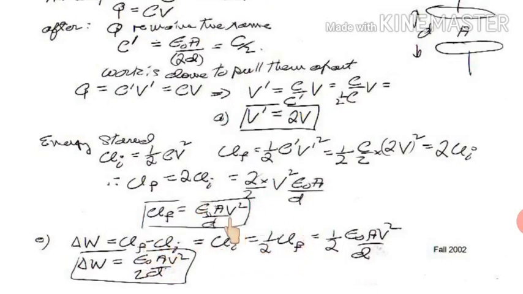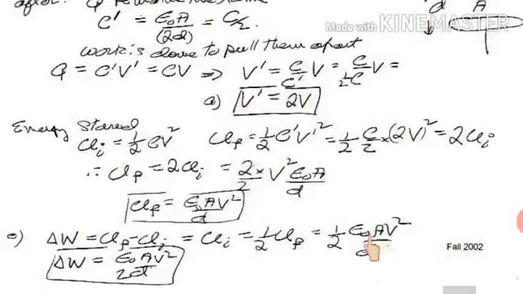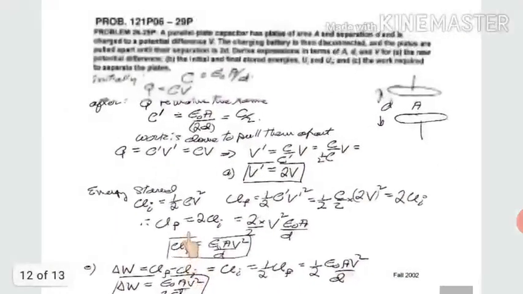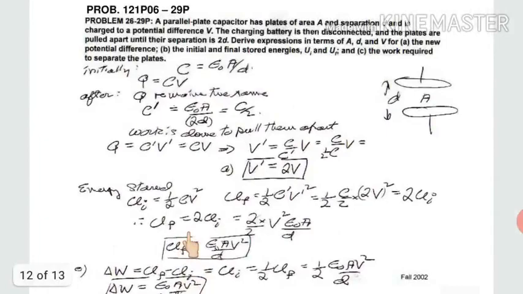And UF we have already derived, that is epsilon naught A V square upon D. So if we substitute it over here, finally what we will have? The work done will be equal to half, or we can say epsilon naught A V square upon 2D. So I think the question is clear and all the three parts are clear of this particular question.